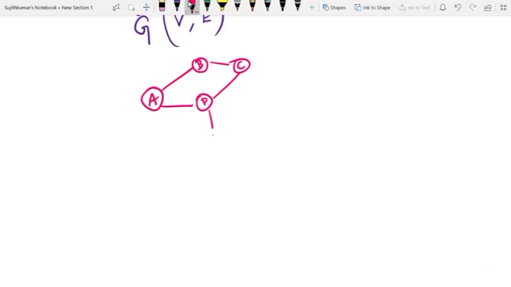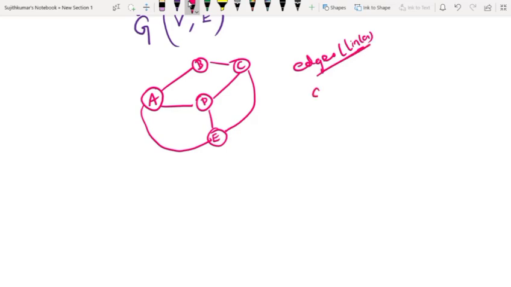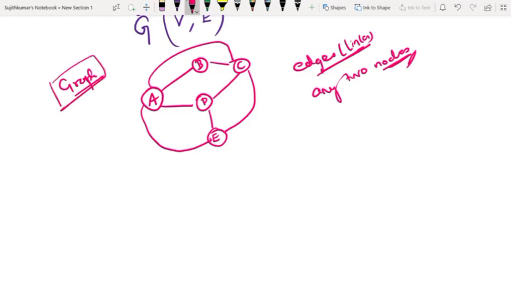If I put it like this, this is also a graph. And there may be a connection from A to E also, or C to E. This is also a graph. So there may be edges, links or connections between any two nodes, and the number of connections is unlimited. We can even have connections from A to C, it doesn't matter. You can have a lot of connections, and it is still called a graph.